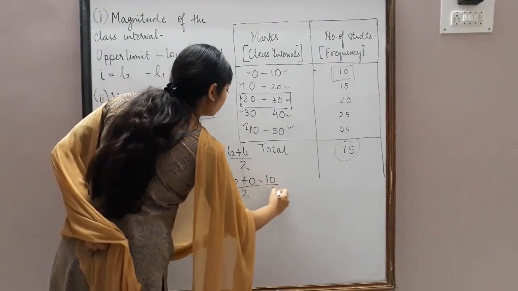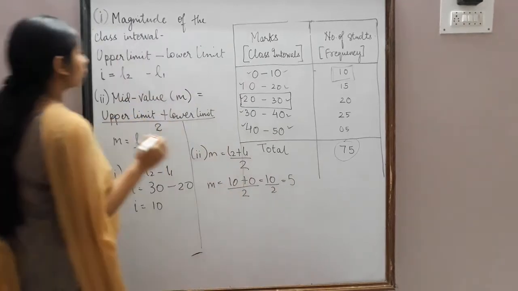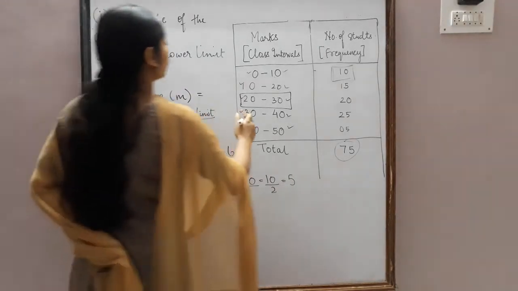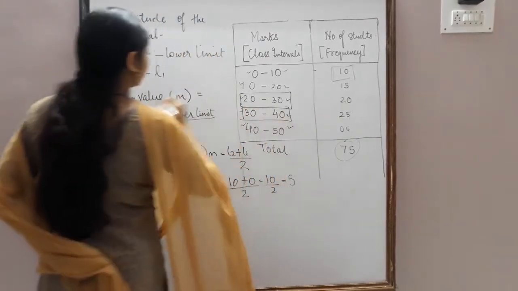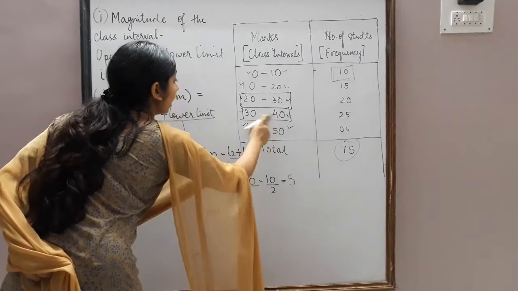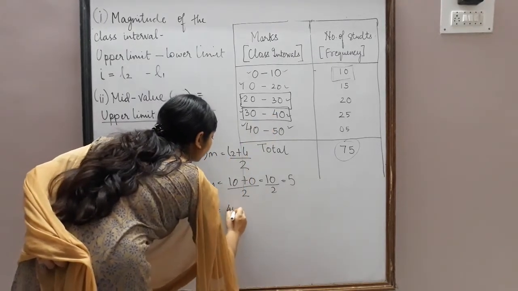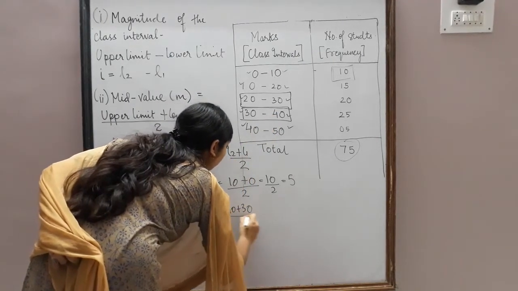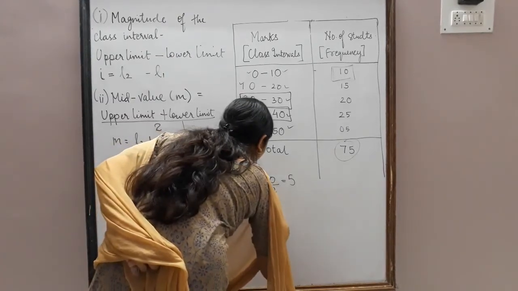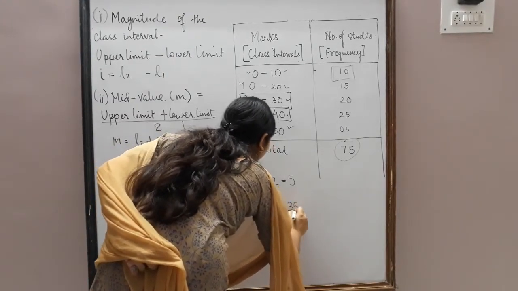10 upon 2 is equal to 5. So the mid value is 5. If I take 30 and 40 over here, the magnitude will be (L2 plus L1) upon 2, that is 40 plus 30 upon 2, which is equal to 70 upon 2, which is equal to 35.